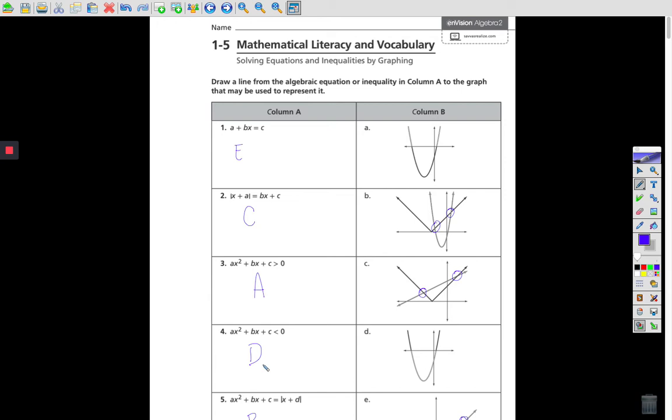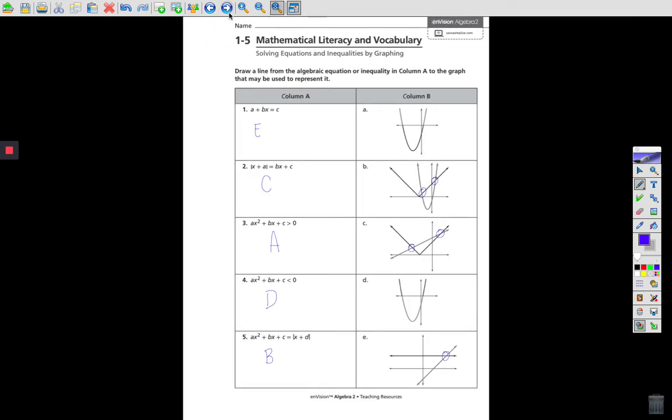You would think it would be the opposite. You would think that the darker part would be the shading, but I think they were saying something else. All right, E, C, A, D, B. Y'all good with that?